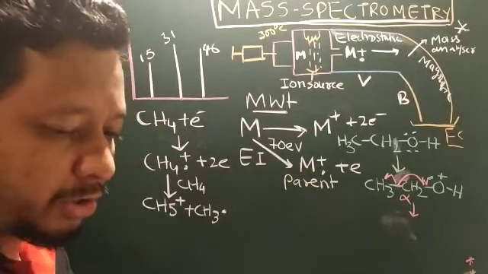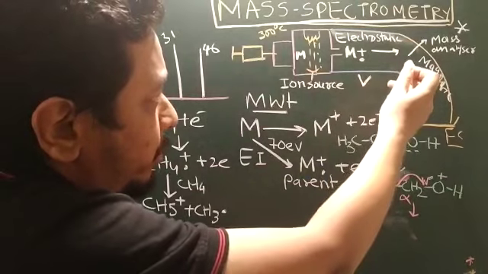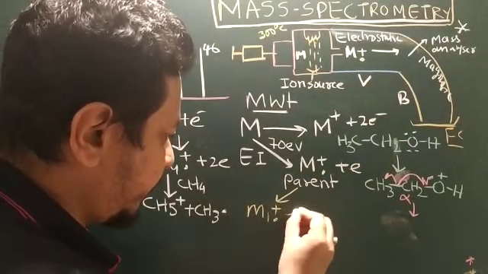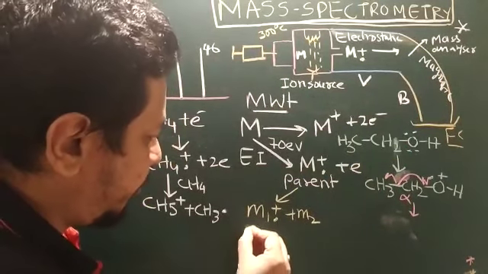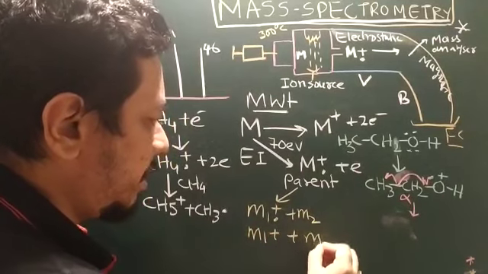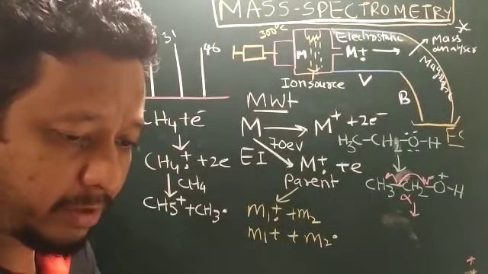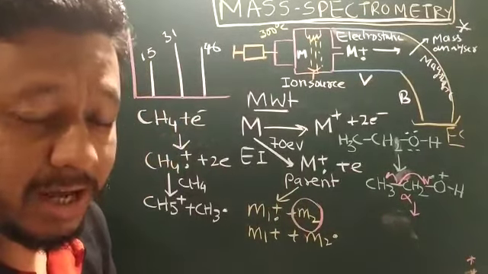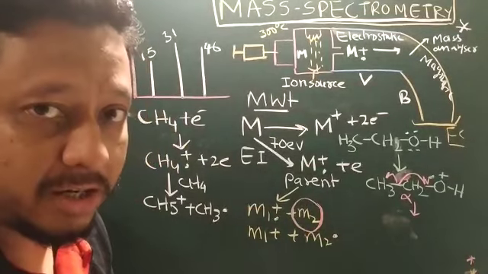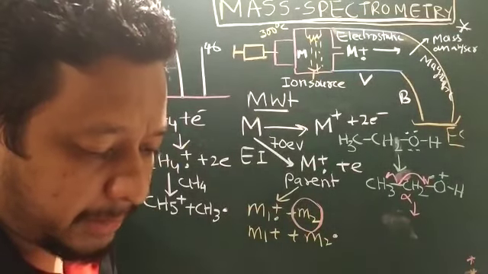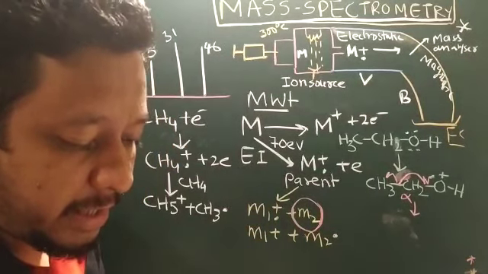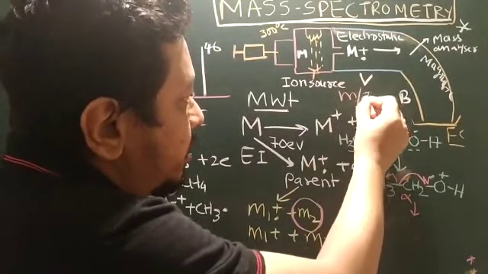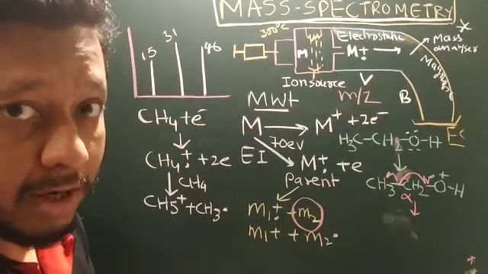This parent ion can undergo fragmentation, forming either another molecular ion and a neutral species, or a cation and a radical. One thing you must remember: in mass spectrometric technique, the neutral species cannot be detected. An ion without charge cannot be detected. Why so? Because in mass spectrometry, the various ions are separated as per their mass to charge ratio.